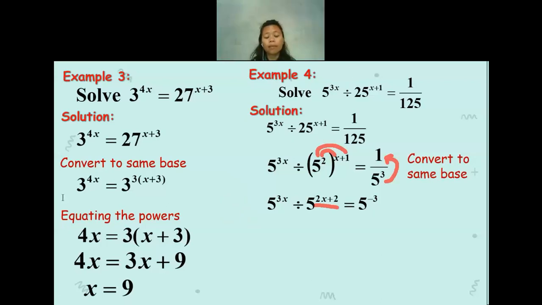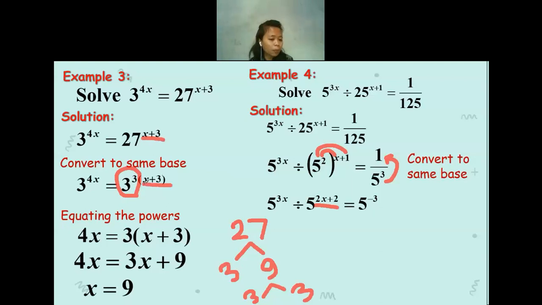Okay. As I told you, if you get confused changing everything into the same base, look for a factor. 3, for example. 27, you can break down into 3 times 9, right? The 9 in here, you can break down again into 3 times 3, right? So in the end, we see 3 numbers of 3. That's why I have 3 to the power of 3. The 27 has the power of (x + 3). That's why the power (x + 3) will still be there.